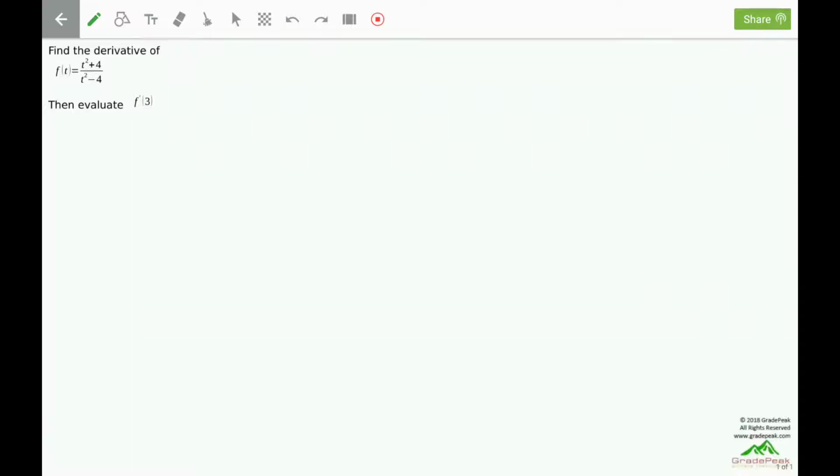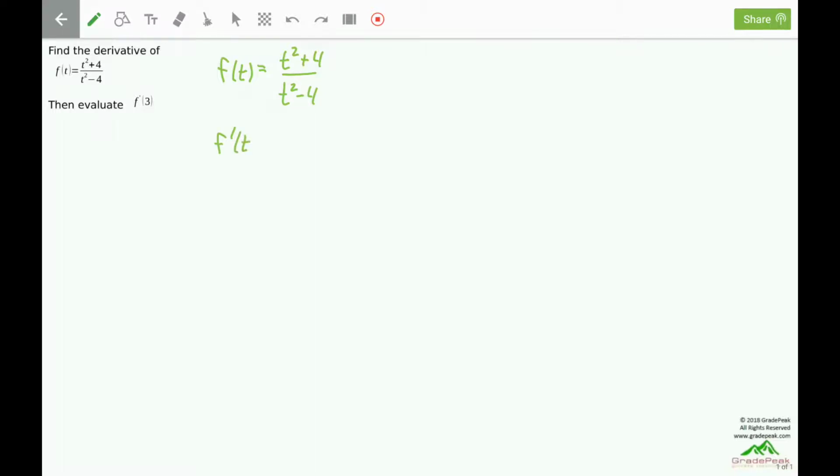Find the derivative of f of t equals (t squared plus 4) divided by (t squared minus 4). Then evaluate f prime of 3. F of t here is the quotient, the division, of two expressions, t squared plus 4 over t squared minus 4. The denominator has more than one term adding or subtracting with each other, so we can't take the derivative directly, and we will definitely have to make use of the quotient rule for the derivative.